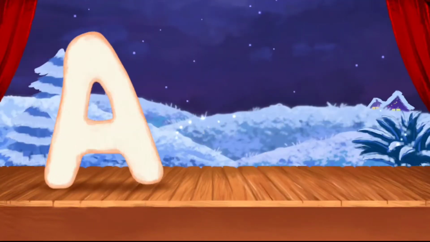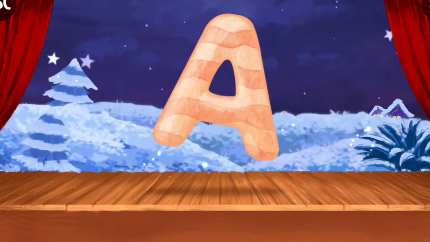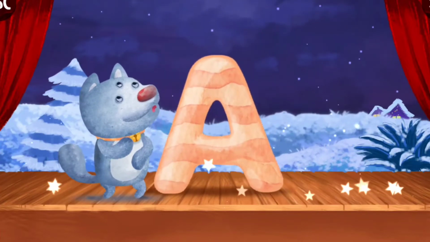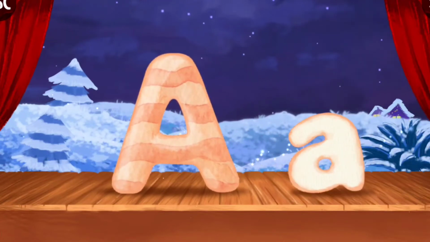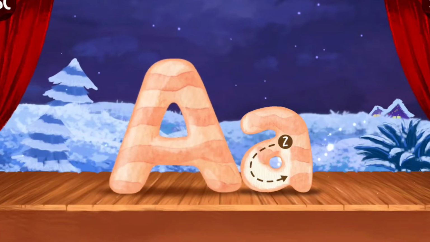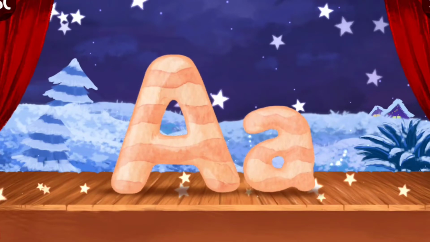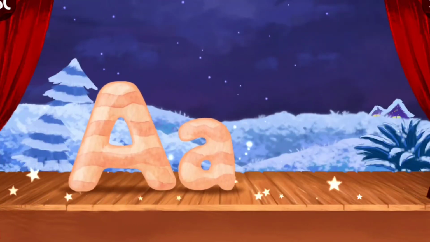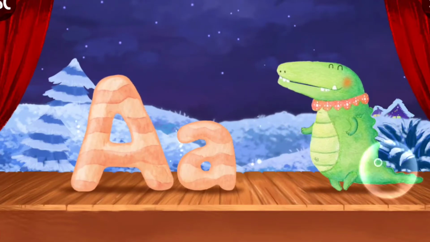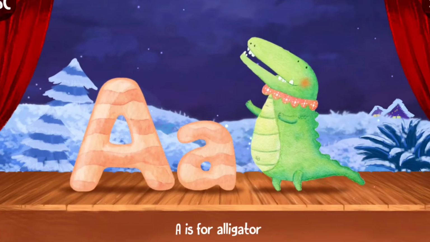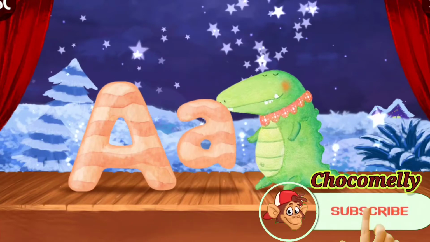First, let's draw the uppercase letter. Follow the dotted lines step by step. Now, draw the lowercase letter. A is for apple. The alligator loves to eat apples.